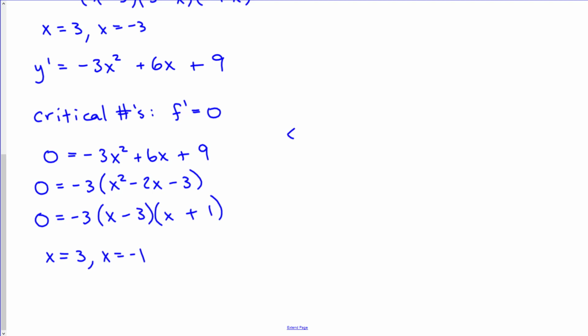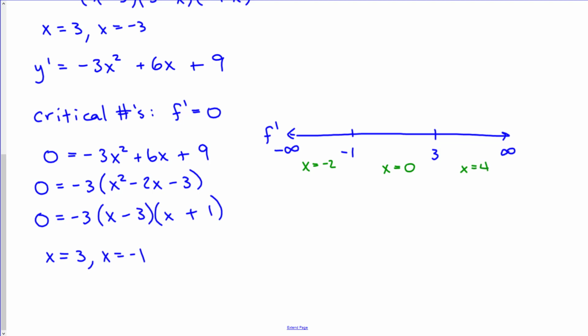Now, I need to determine if my function is increasing or decreasing on these intervals. So I will put negative 1 and 3 on a number line, and within the intervals of those, find out where my function's increasing or decreasing. Alright, so picking a number inside each interval, I could use negative 2, 0, and 4. Now, on this interval from negative infinity to negative 1, I need to find out if my derivative is positive or negative, telling me if my function is increasing or decreasing.